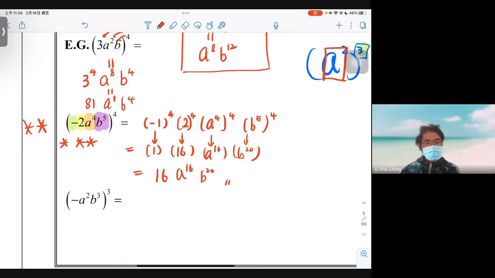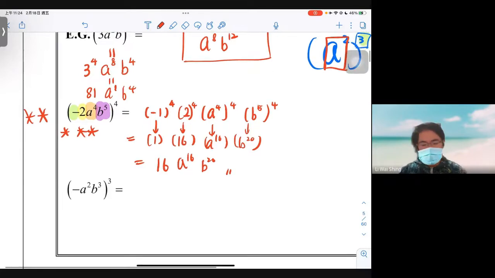Okay? Some of you may ask, can I directly use negative 2? Yes, you can. However, when you're dealing with a negative index, if you can extract the negative sign out, it will be easier for you to finish the question.